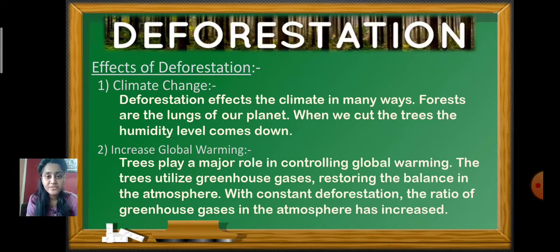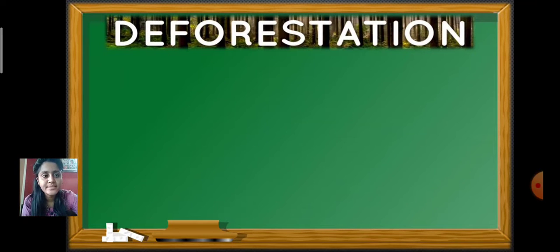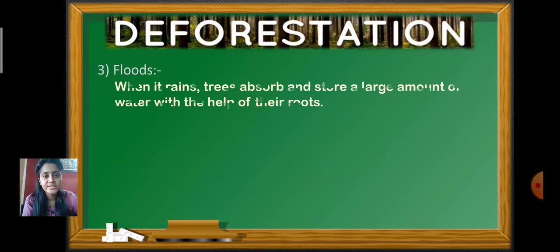Trees absorb the greenhouse gases and restore the balance in the atmosphere. But if there are no trees, or fewer trees, then the greenhouse gases increase in the atmosphere, which causes danger to our atmosphere. Yes or no? Yes. So now let's see the third effect, floods.